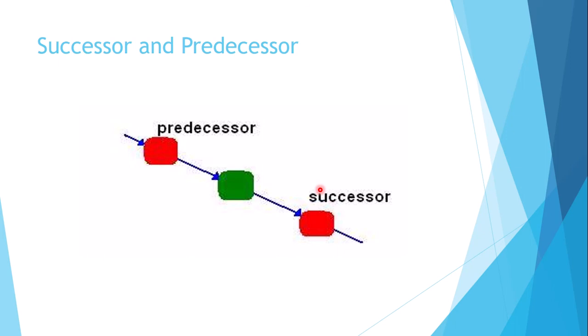Now let's talk about successor and predecessor. Consider this green spot as any number or value. Successor means something which is after this number or this point. Consider this as number 5. Successor means any number which comes after number 5. Predecessor means any number which comes before number 5.